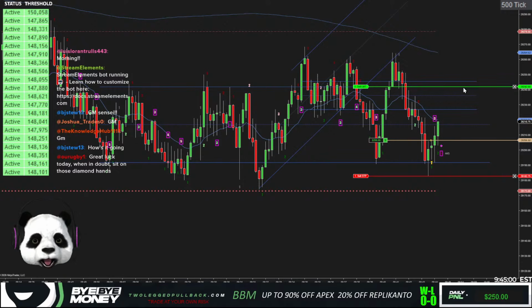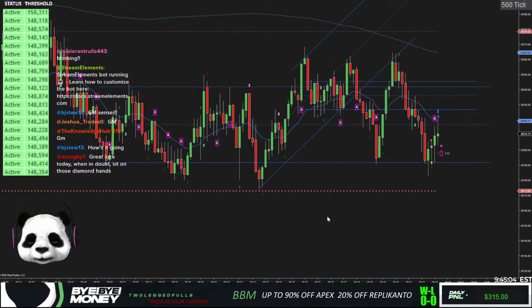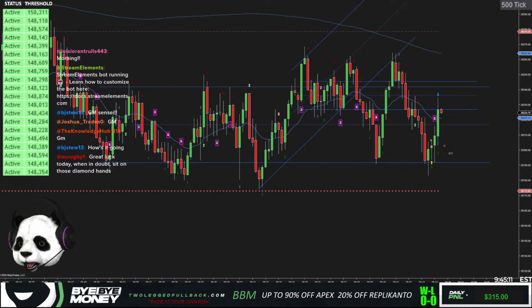Good news is, pandas, I no longer have these trading issues. Ooh. $315, I'll take it. I'll take a $315 scalp. Sure, why not?